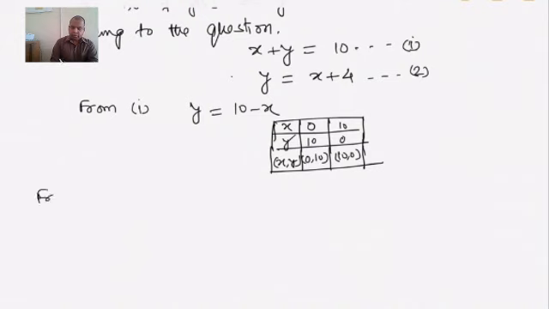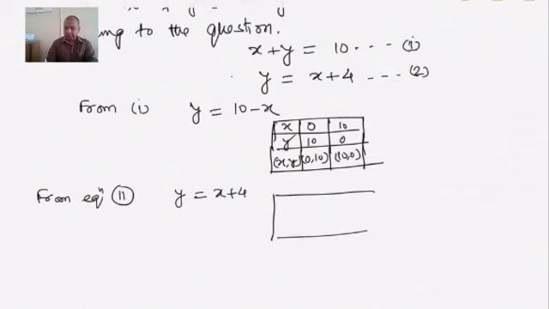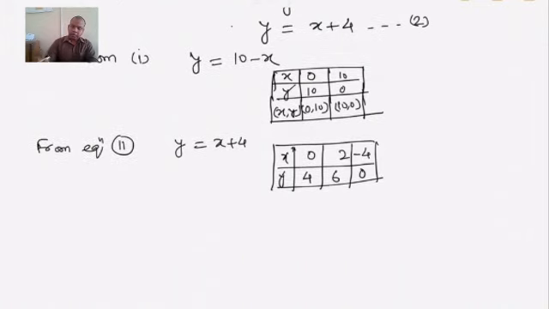Also from equation 2, we have y is equal to x plus 4. Just draw a table for these values of x and y. So if you take x is 0, you will get y is equal to 4. And if you take x is 2, you will get y is equal to 6. If you take x is minus 4, you will get y is equal to 0. Now, taking these values, we can draw the graph, and this graph will be your answer.